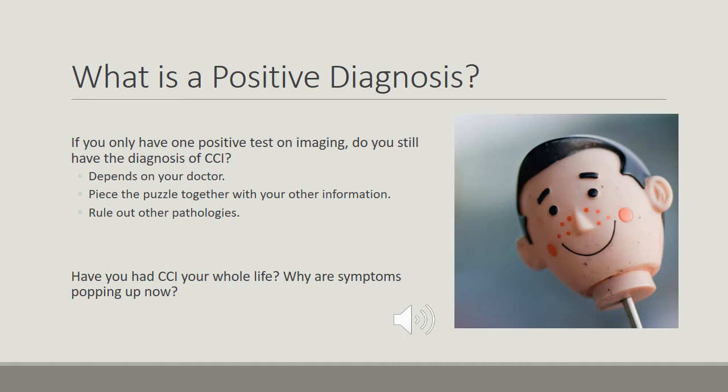So figuring out where this flare up has come from is important. Is it just that your ligaments have finally said no more? Has there been a trauma, or micro traumas? What is it that is causing the issues in the moment if you have potentially had this laxity your whole life? It's very important to figure out.